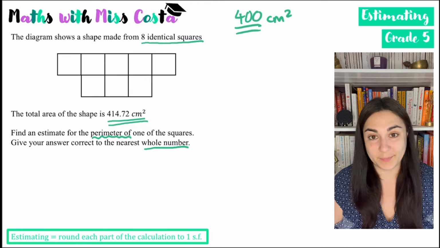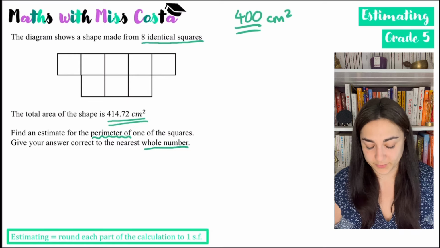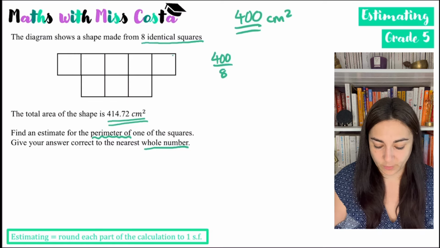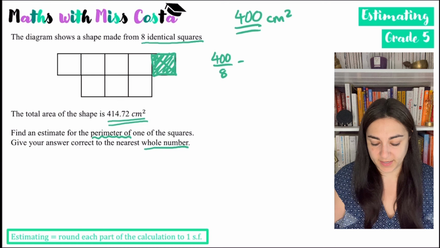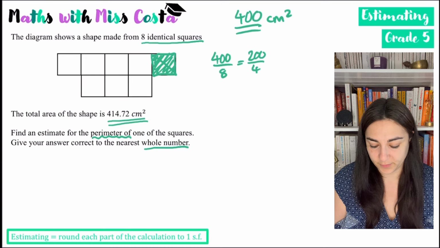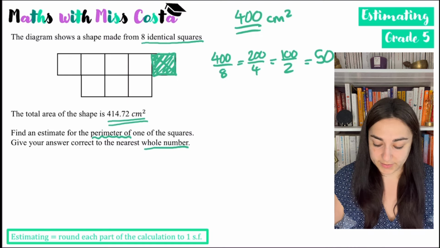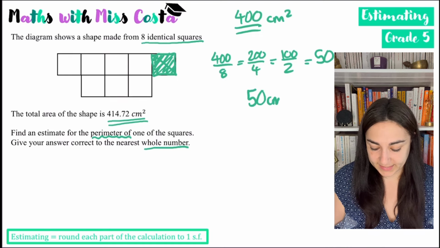Okay, so I know this is made of 8 identical squares. So if I do 400 divided by 8, that will tell me the area of one of these squares. 400 divided by 8, just turning it into a fraction, is the same as 200 over 4, which is the same as 100 over 2, which is 50. So each little square is 50 centimetres squared.